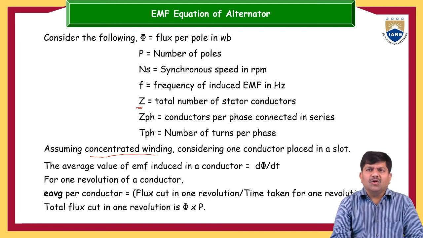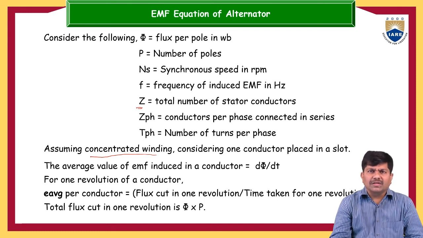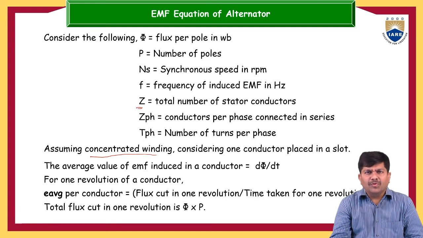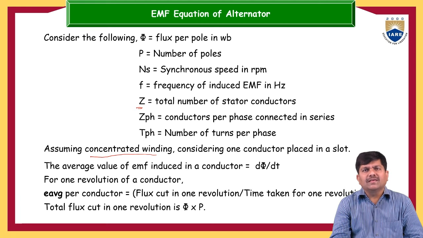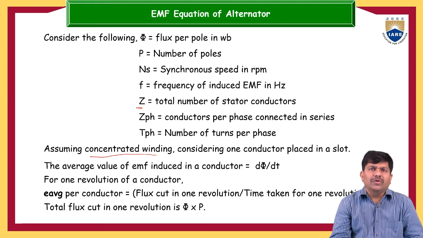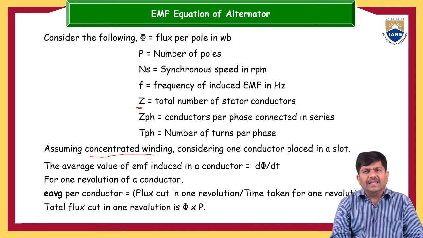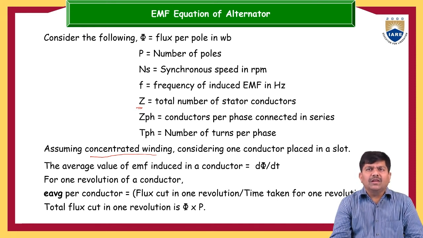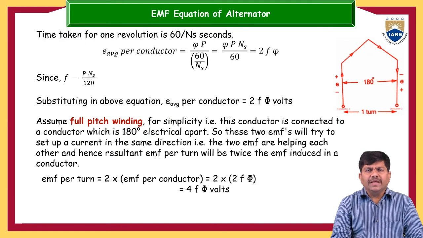So for one revolution, how much time will be taken? We know the average value: E average per conductor is equal to the flux cut in one revolution divided by the time taken for one revolution. So what about the total flux? One pair of poles is capable of producing φ. So however many pairs of poles there are, that much flux is going to be cut in the air gap. So the total flux cut in one revolution is φ into P. Next, in the denominator, the time taken for one revolution.